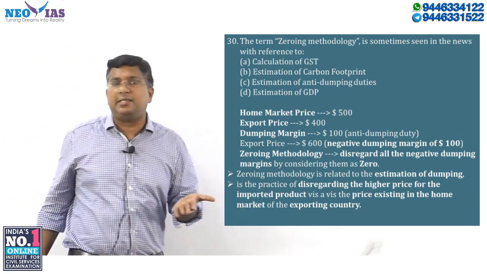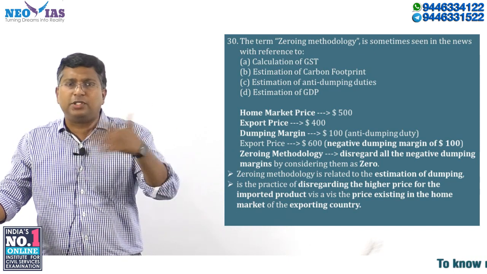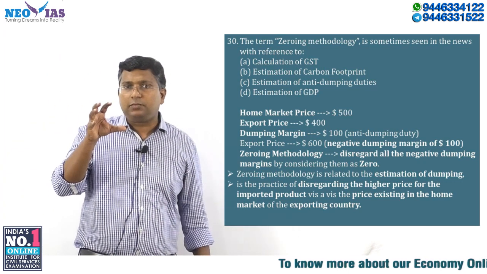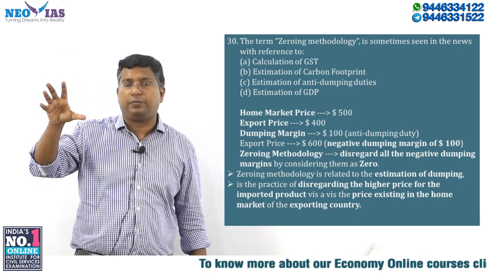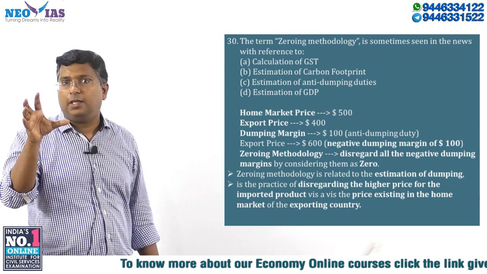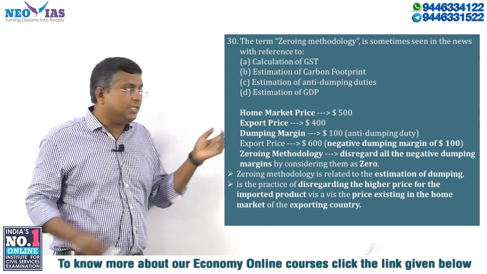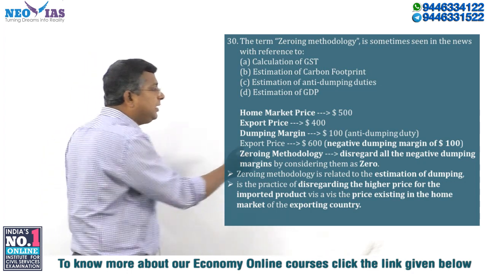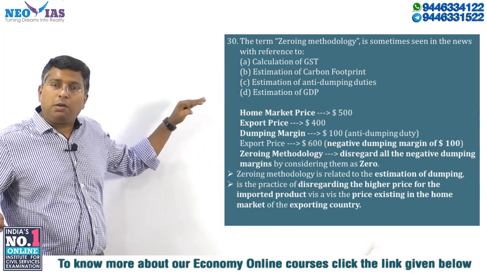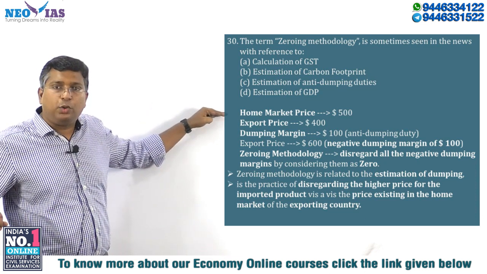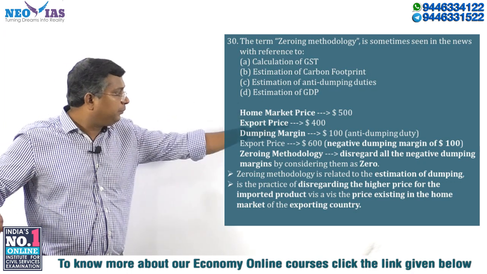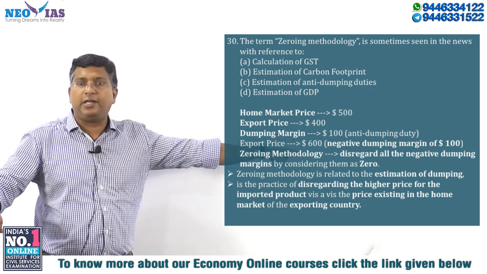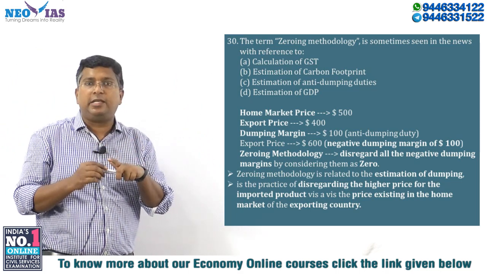Now try to understand, I'm just giving an example. Take the case of China and the US, because there is always a conflict between China and the US. Imagine China is exporting a product. 50% of that product is exported at a price of $400, and the remaining 50% at $600. Since 50% of the product has a dumping margin of $100 and 50% has a negative dumping margin of $100, if you take the total product, it will become zero.